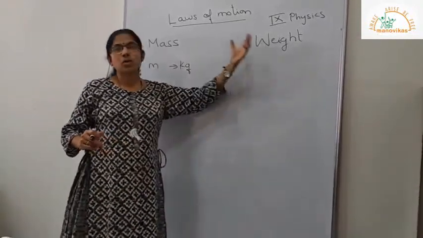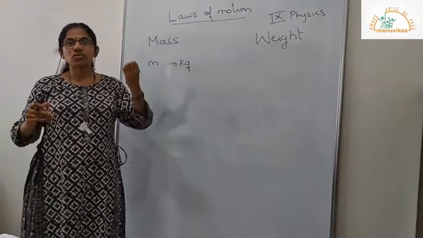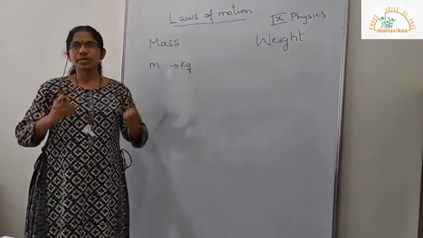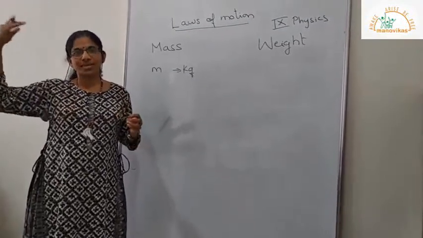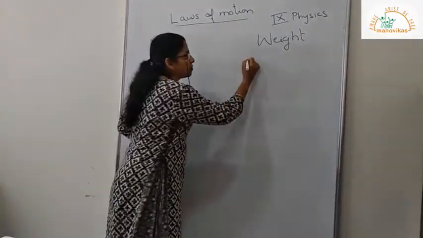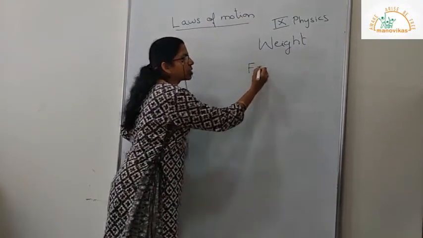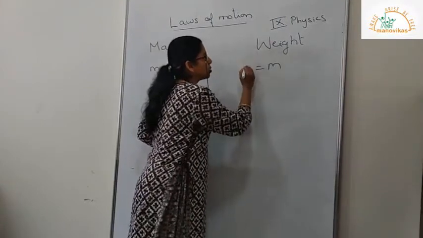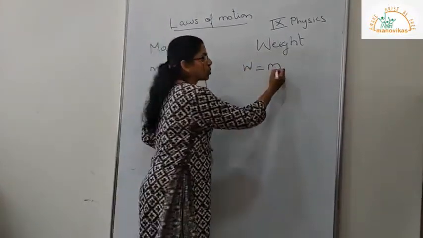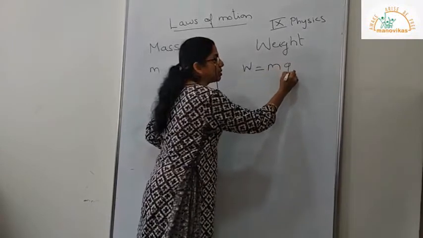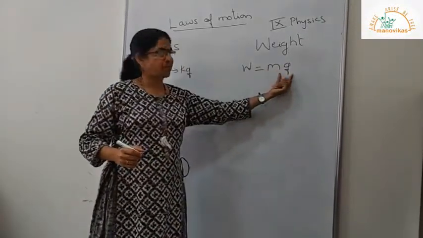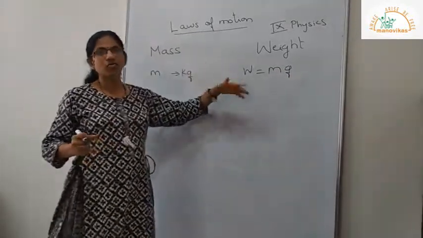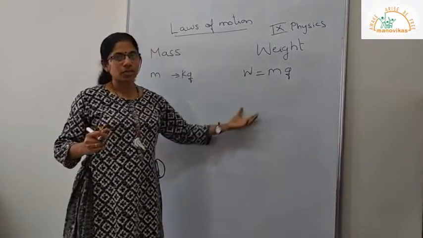Whereas weight of an object is nothing but the force with which that object is pulled towards the earth. It could be the earth or any other planet. So weight of an object is given by W, the product of mass and the acceleration due to gravity. So it is mg. Its unit will be newtons.